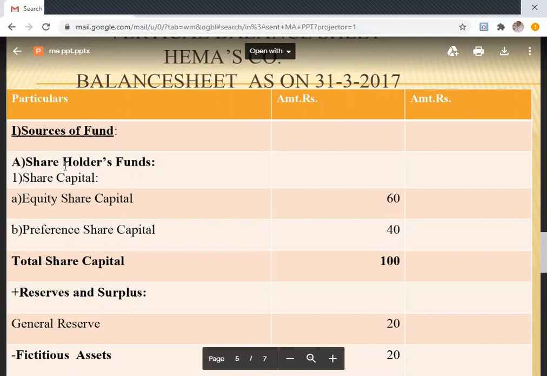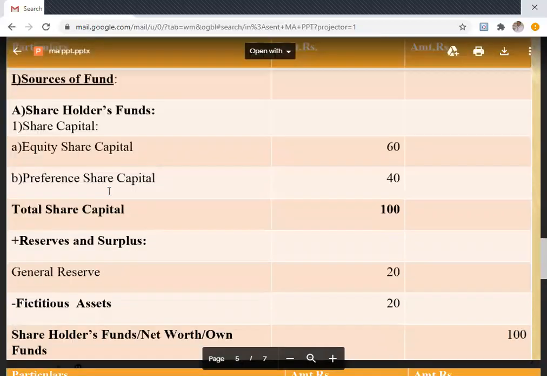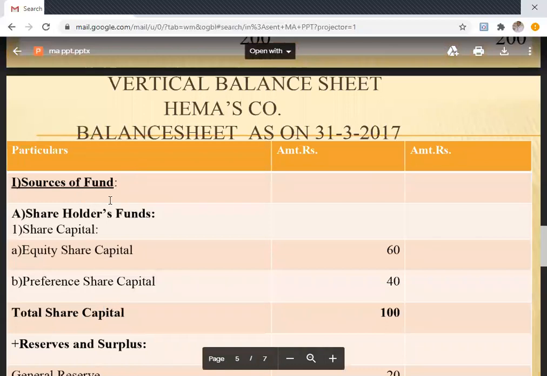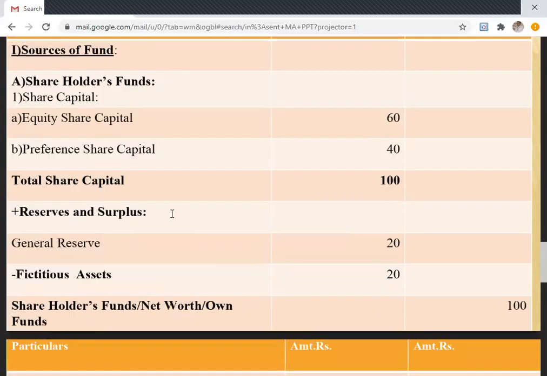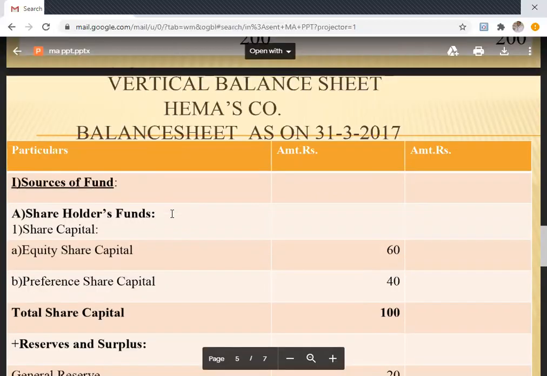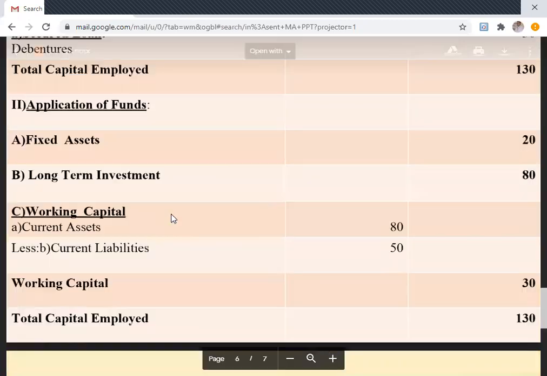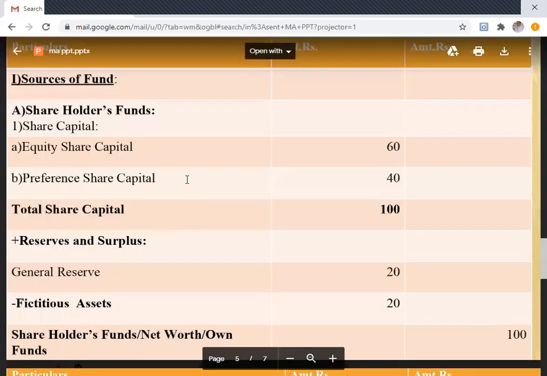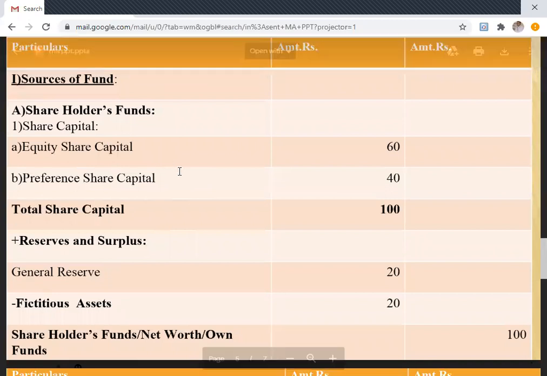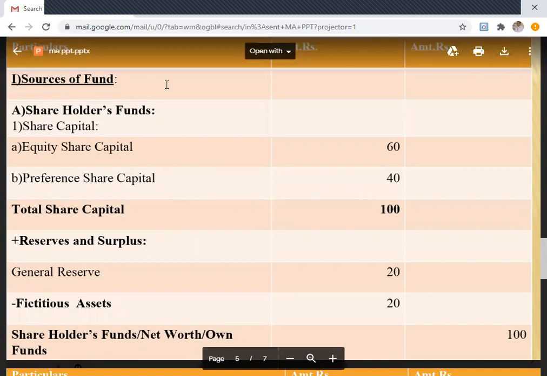In particulars, you have to divide this entire balance sheet into two different parts. First is sources of funds, and second is application of funds. Now, students, you have to remember, sources of funds means the funds which the company is getting from the different shareholders as well as from the debenture holders and from other stakeholders.